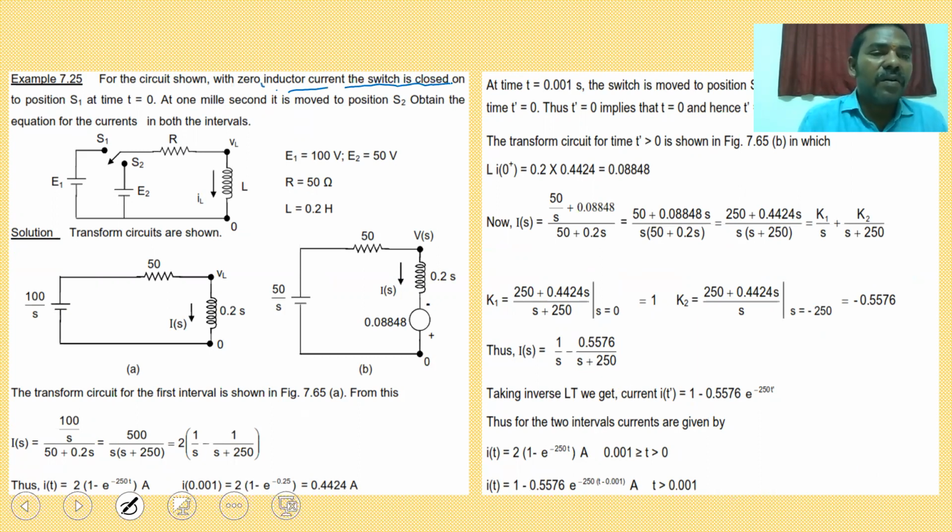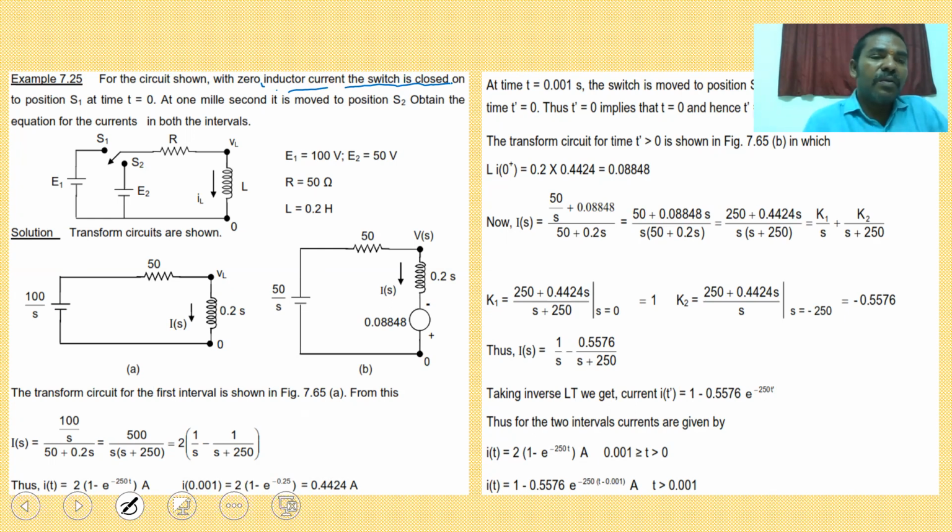At t is equal to 0, the switch S1 will be closed. After 1 millisecond, the switch will move to position 2. So obtain the equation of the current in both intervals of time. So at t is equal to 0, the switch S1 will be closed, and after 1 millisecond, the switch will move to position 2. So that is S2, the S2 switch will be closed.